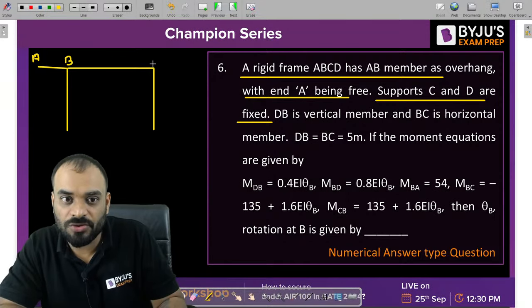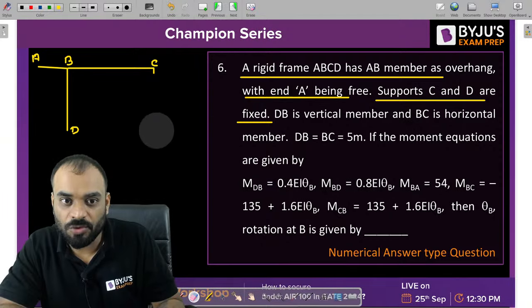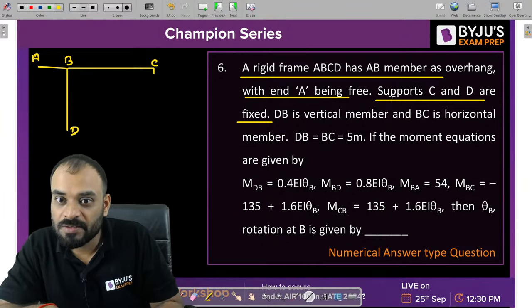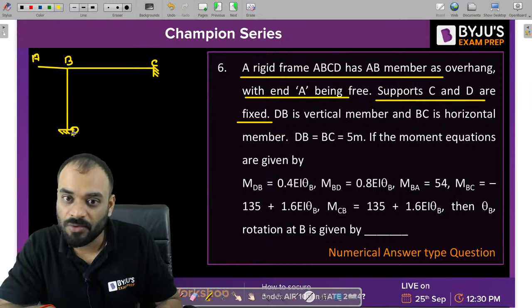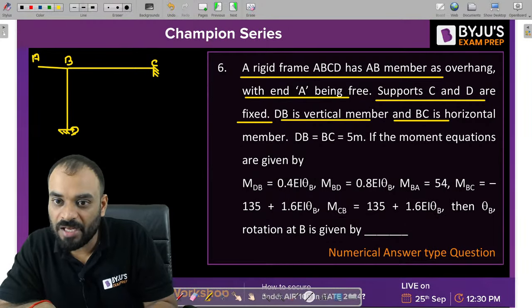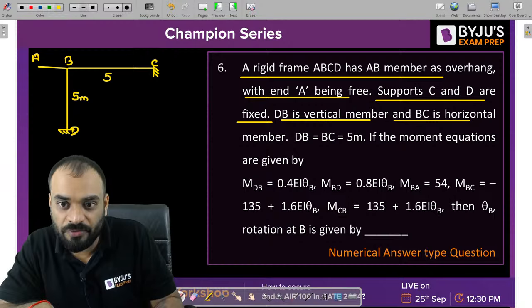Now BC is a horizontal member and BD is a vertical member. Now guys, support C and support D are fixed, so you need to make this support fixed and this one is also fixed. DB is the vertical member and BC is the horizontal one. The span of DB is 5 meter and BC is also 5 meter.